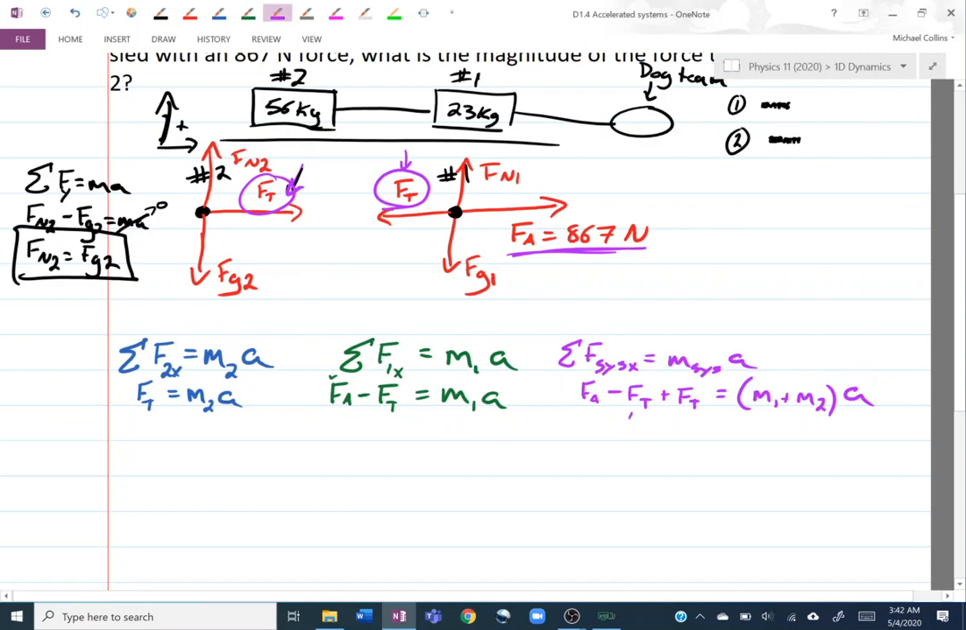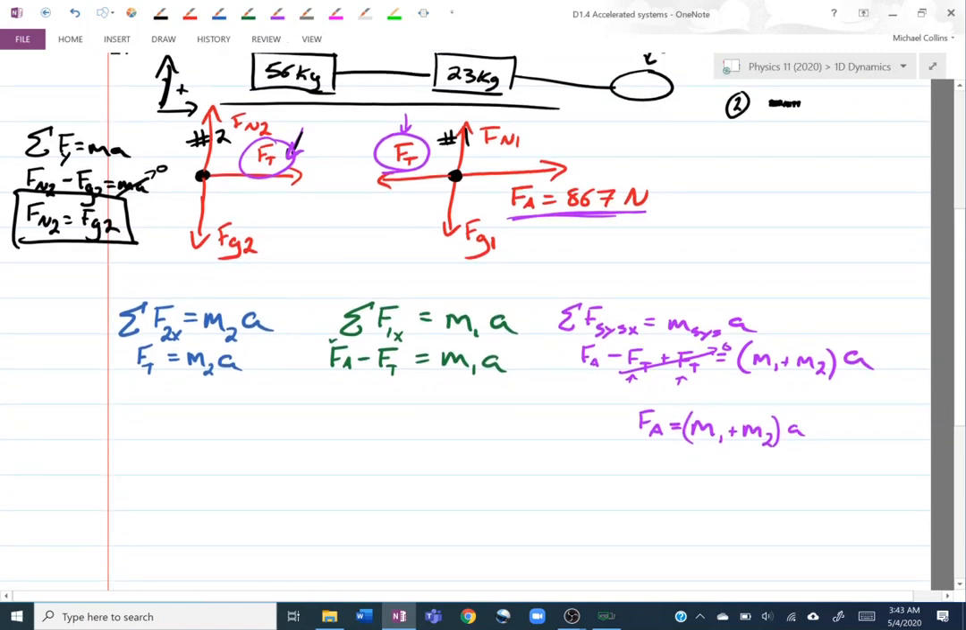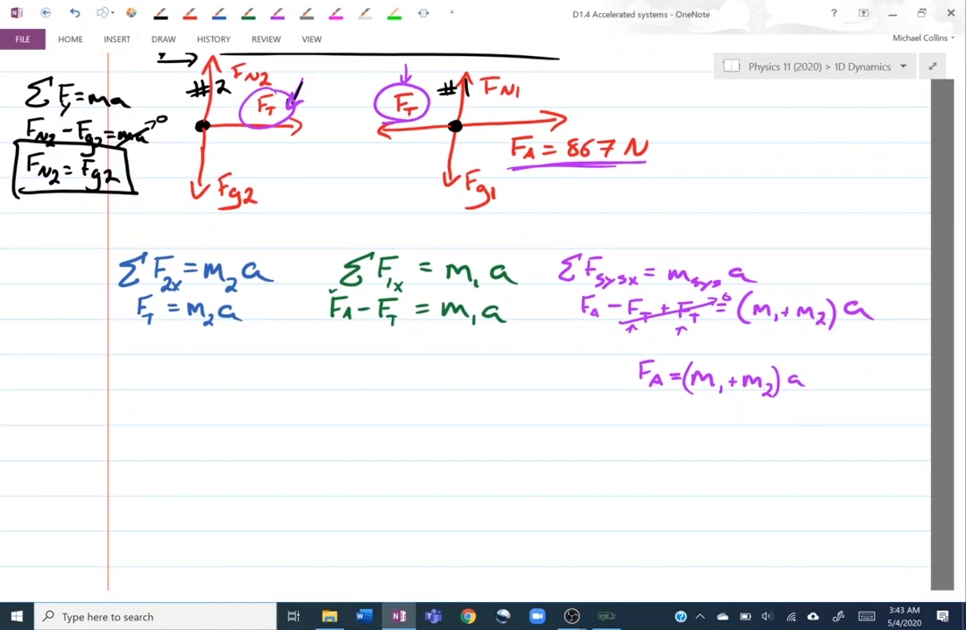However, you'll notice that one of your FTs is positive and one of your FTs is negative. So if I combine my like terms, that's equal to 0, and I'm left with my applied force is equal to m1 plus m2 times my acceleration. Now this isn't what the question has asked me to find, but it's something that I can find, and at this point in time I'm a little bit lost, so I'm just going to keep going down this path. I know what FA is, I know what my mass is, I know what my second mass is, I can solve for my acceleration.